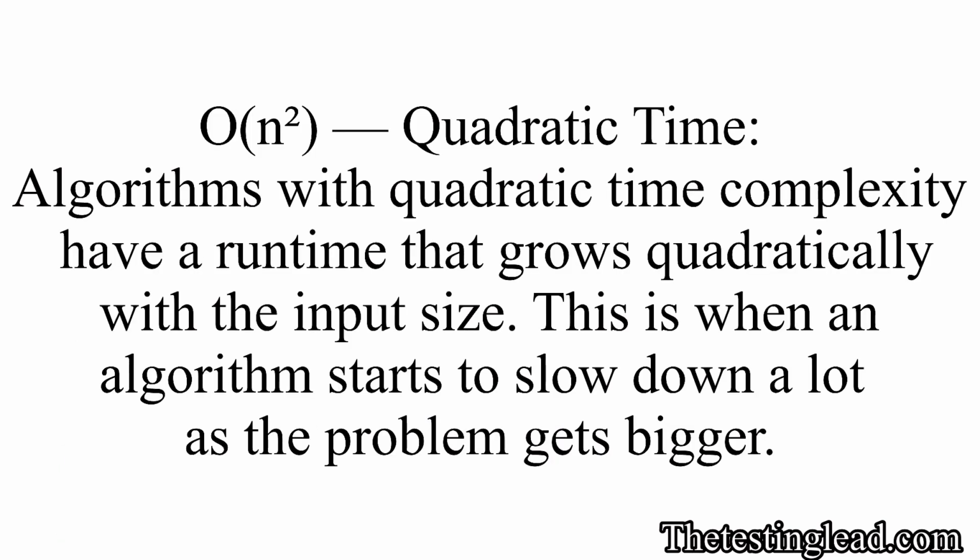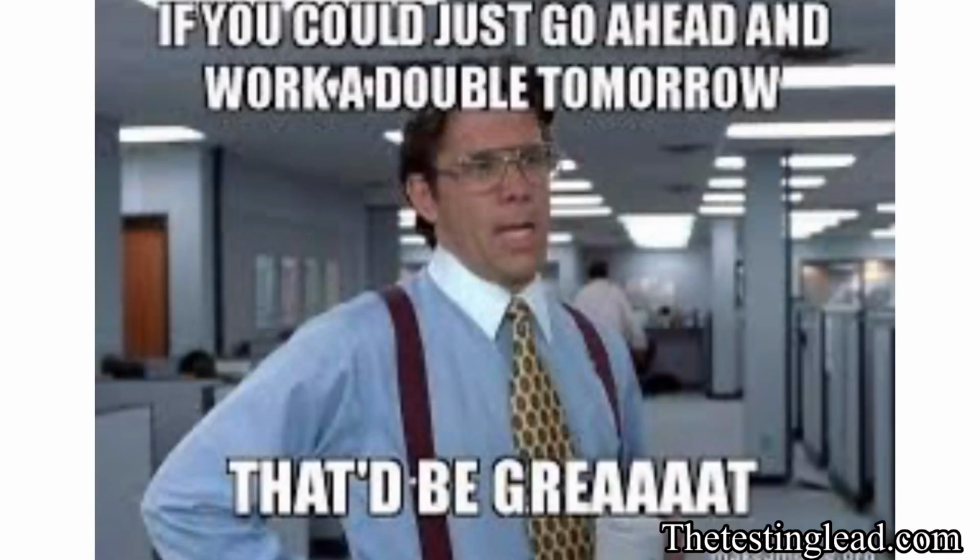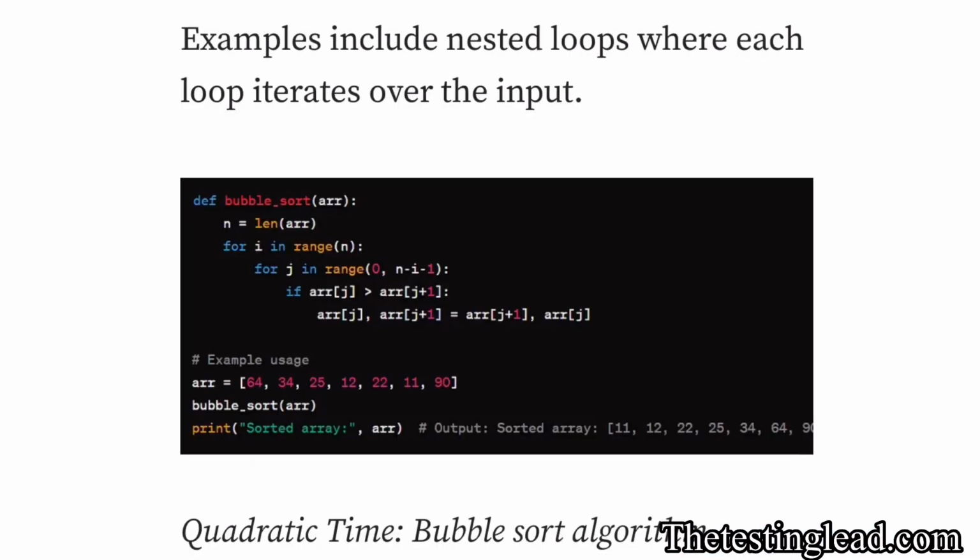Big O of n squared, quadratic time. Algorithms with quadratic time complexity have a runtime that grows quadratically with the input size. This is when an algorithm starts to slow down a lot as the problem gets bigger. Imagine going through a list, and for each item, you have to go through the list again. It's much slower. Examples include nested loops, where each loop iterates over the input.